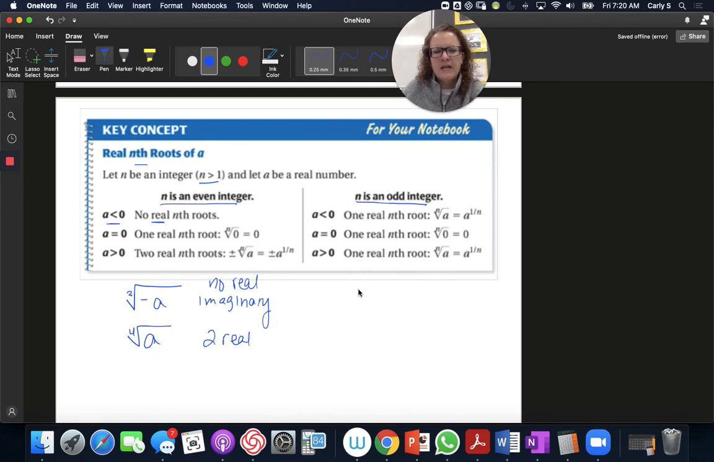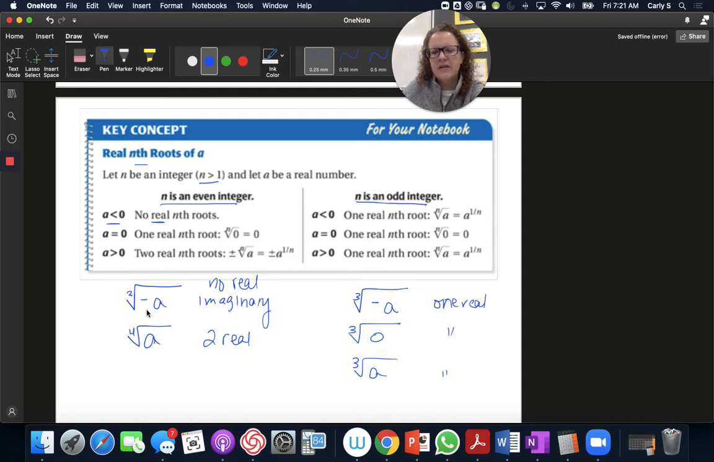Here, when n is an odd integer, so it's like a cubed root, and a is less than 0, I actually have one real nth root. When I still have odd, it can be any odd number, 0, I have one real. And when it's positive, I have one real.